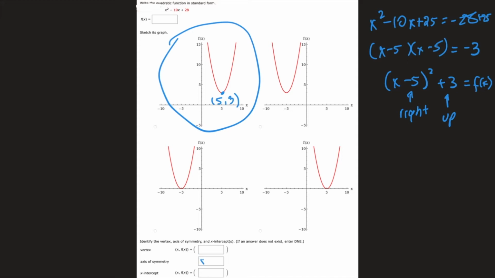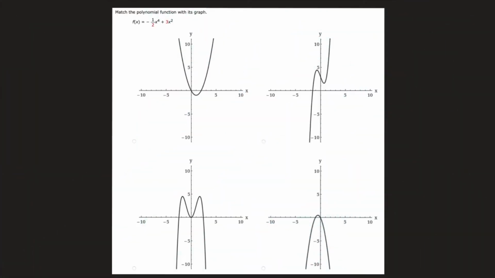Axis of symmetry is just the x-coordinate of that vertex, which is 5. And x-intercept does not exist because it does not pass through the x-axis. In this question, we need some knowledge of polynomial functions and how they behave. Notice that the highest power is even.